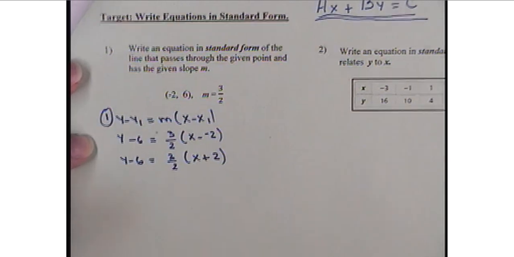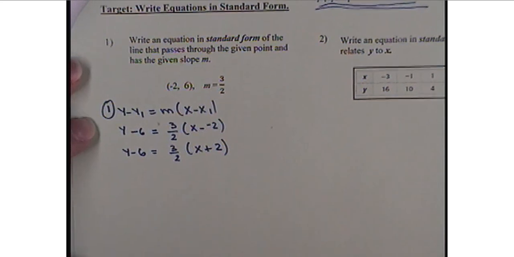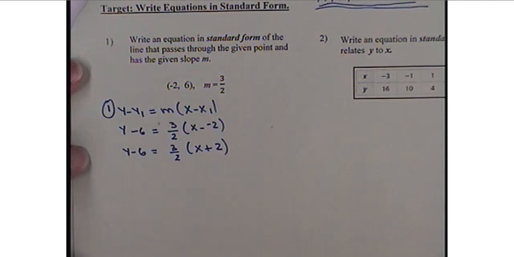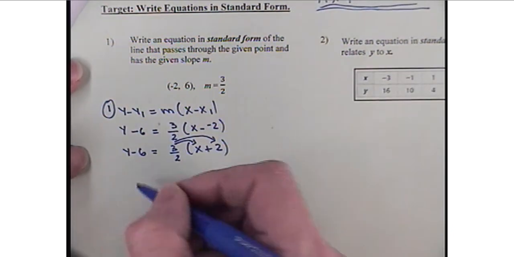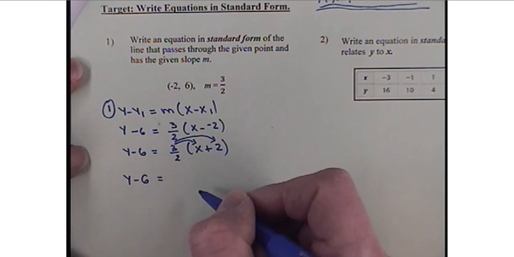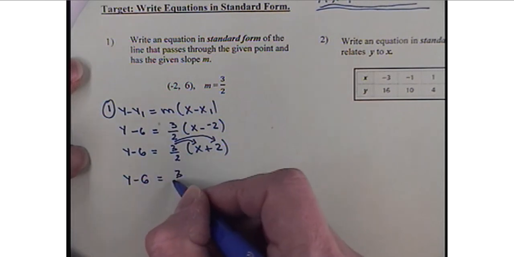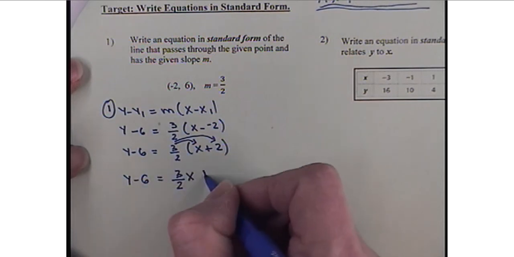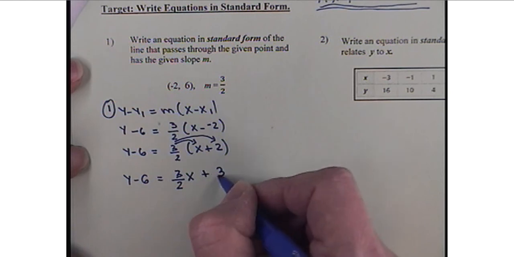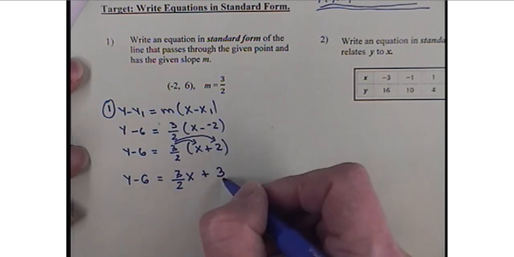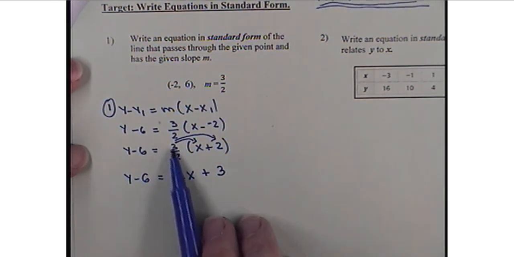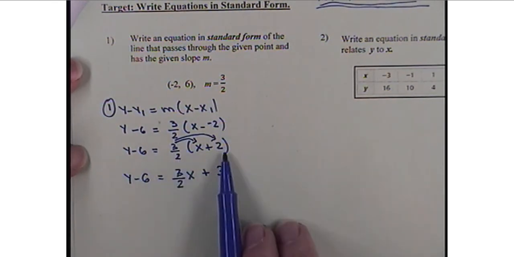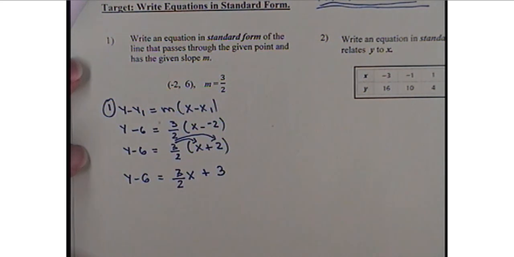So far so good. Now your job will be to apply the distributive property. You've got to get rid of the parentheses. So we'll multiply by the distributive property, and we get y minus 6 is equal to 3 over 2x plus 3. 3 over 2 times 2 will give you 3. Always use the calculator: 3 a b/c 2 times 2 in order to get the answer.